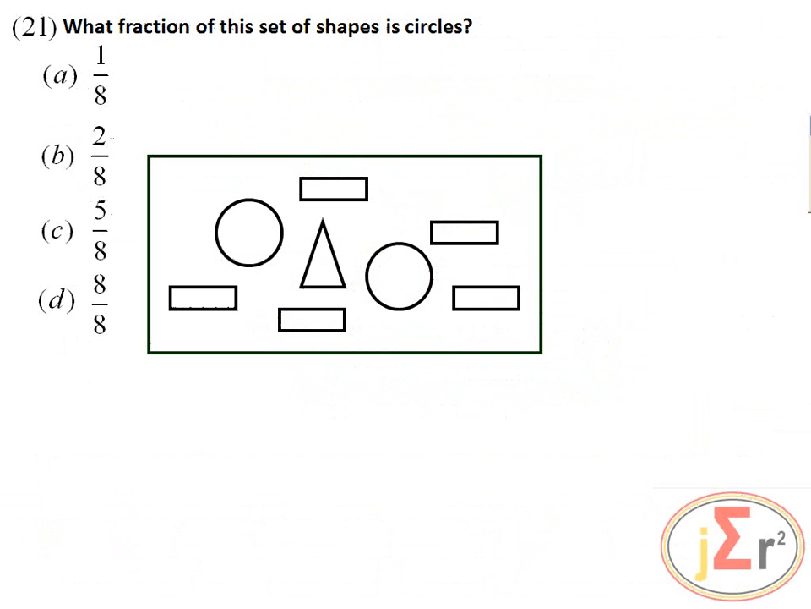Which fraction of this set of shapes is circles? What fraction of the set of shapes is circles? 2/8. I heard Jerry shouting already, 2/8. How do we know that it is 2/8, Jerry? Because there are only 2 circles there. There are only 2 circles, and 4 squares or rectangles, and 1 triangle. Right, 2/8. So let us go straight ahead.